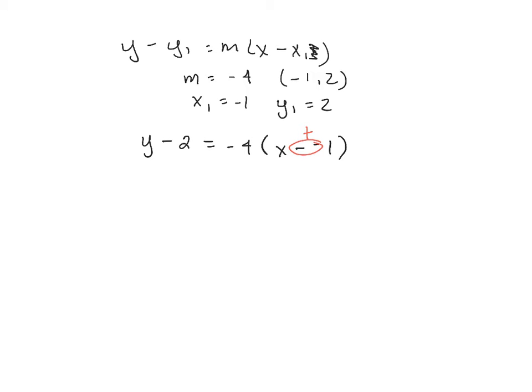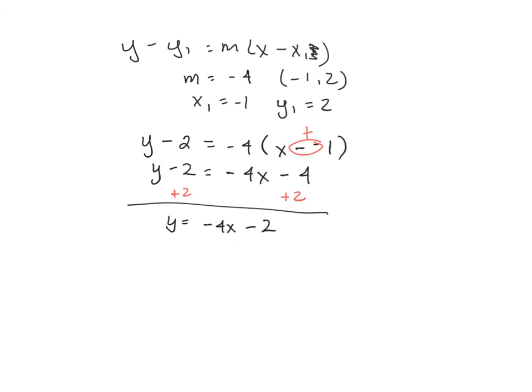Alright, so let's distribute that negative 4. So y minus 2 equals negative 4x, and then negative 4 times a positive 1 would be negative 4. Now let's put that in slope-intercept form by adding 2 to both sides. And so I end up with y equals negative 4x minus 2.